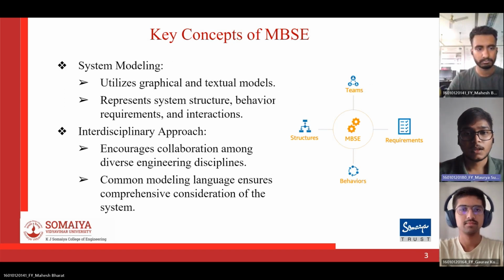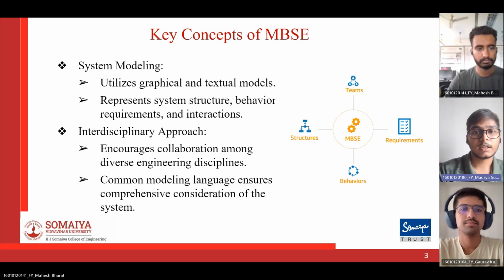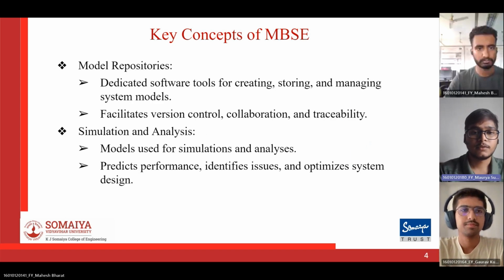In the realm of MBSE, we employ graphical and textual models to represent various facets of the system. This includes its structure, behavior, requirements, and interactions. These models serve as a common language for interdisciplinary teams, promoting collaboration among diverse engineering disciplines. The use of a shared modeling language is particularly relevant in software architecture and design thinking. It ensures that all the aspects of the system are thoroughly considered, helping us to avoid misunderstanding and incomplete design solutions. Moving on to slide 4.